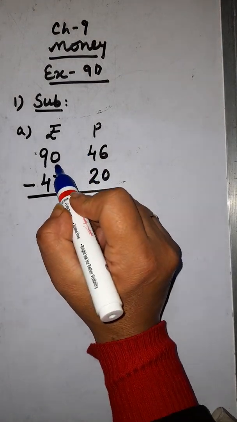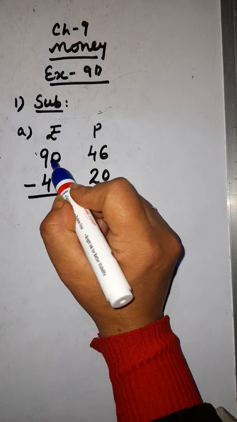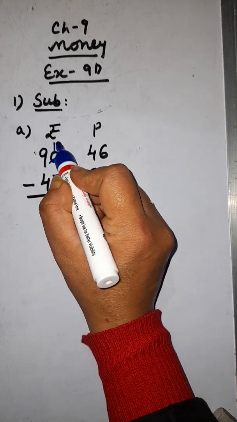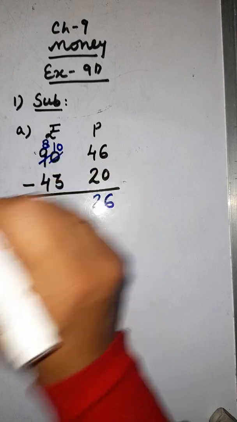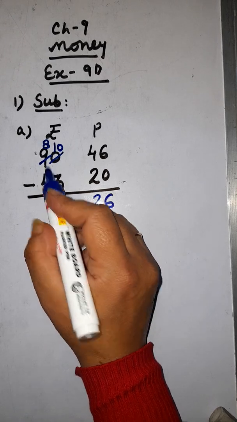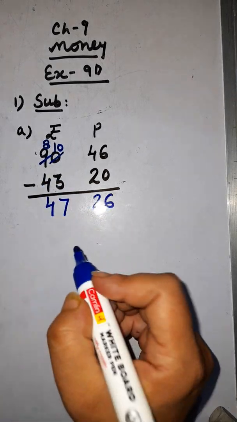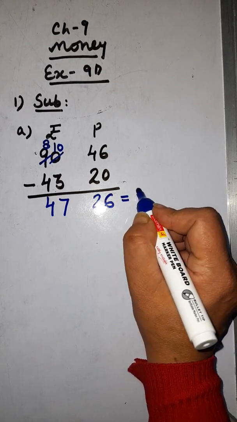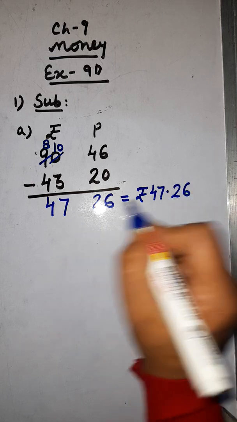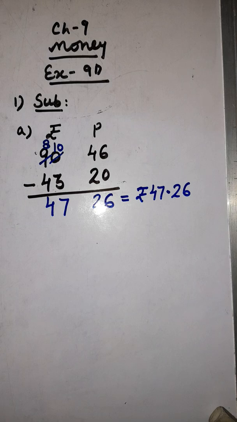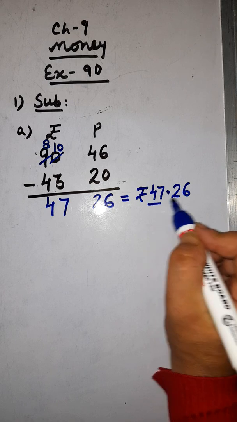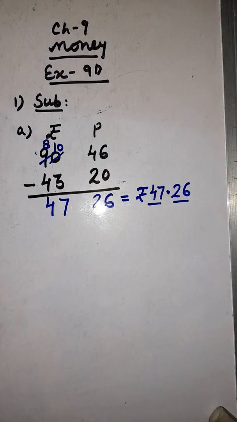Why? Because 0 is smaller than 3. So it will take 1 borrow from this side. It means that 9 will now become 10 here, and here it will become 8. Now subtract 3 from 10, we get 7, and 4 from 8, we get 4. It means our answer is rupees 47 and 26 paise. This point means and. This separates the rupees column and the paise column, right?